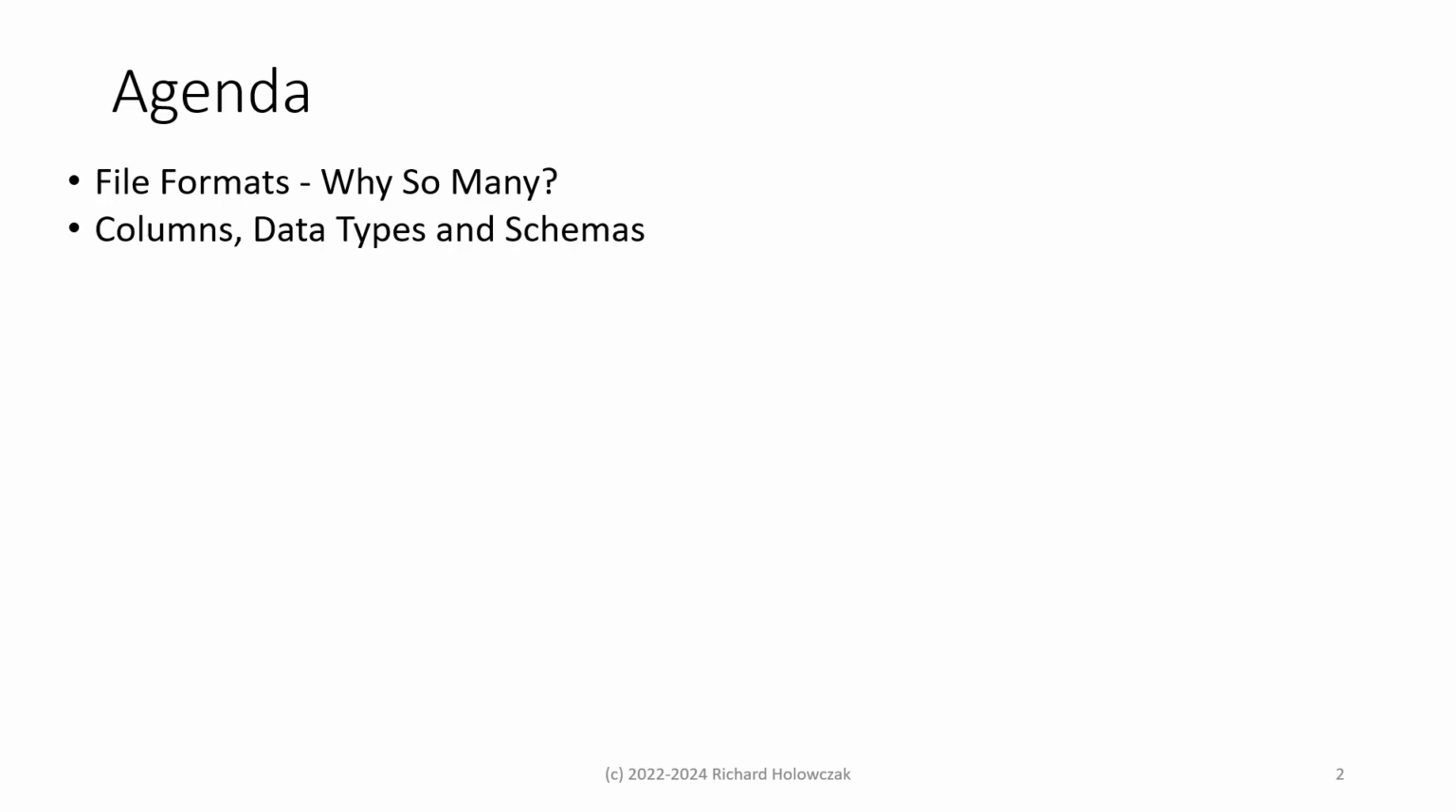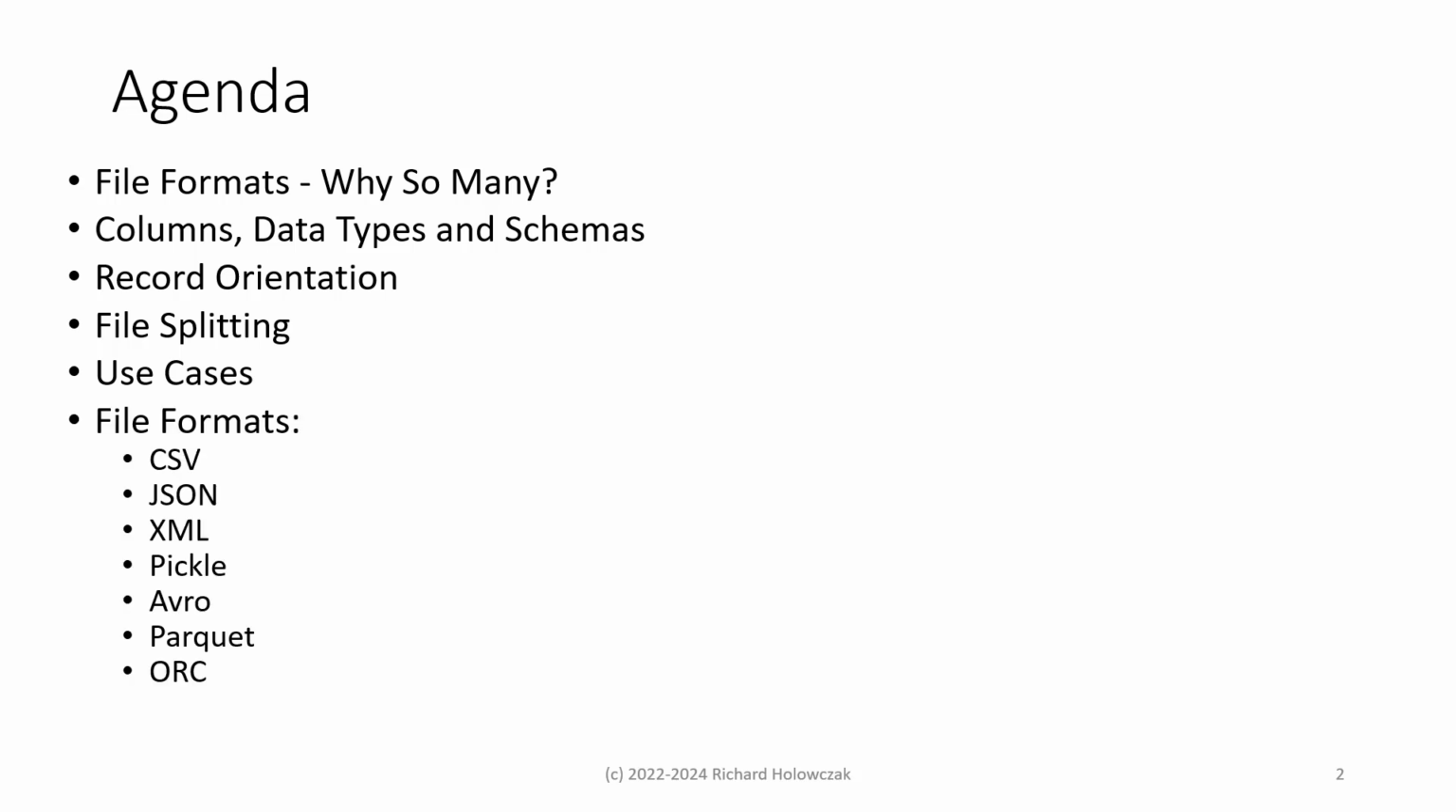So what are we going to talk about today? First, why are there so many different file formats? We're then going to talk about columns, data types, and schemas. We'll talk about how data records are oriented within a file. We'll talk about whether or not files can be split and why that's important. We'll talk about some different use cases for data files, and we'll discuss a whole bunch of different file formats. And finally, we'll end with a summary.